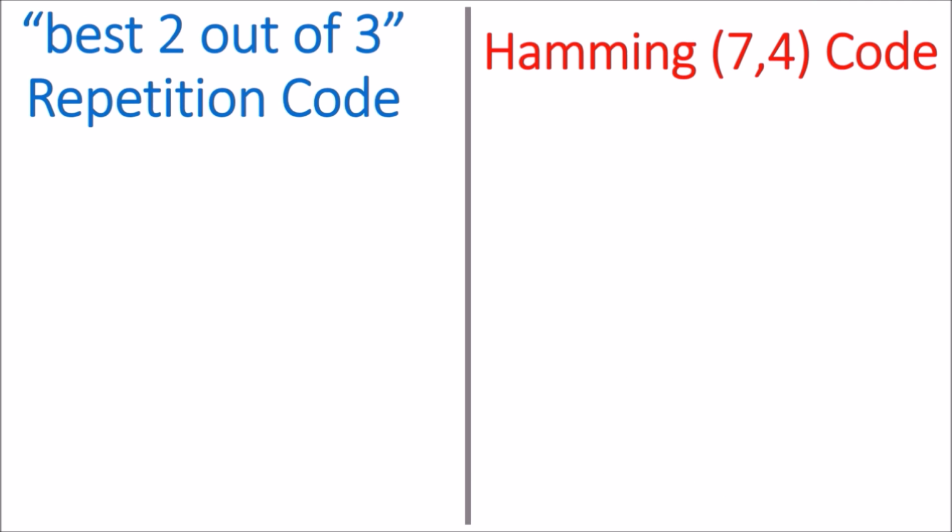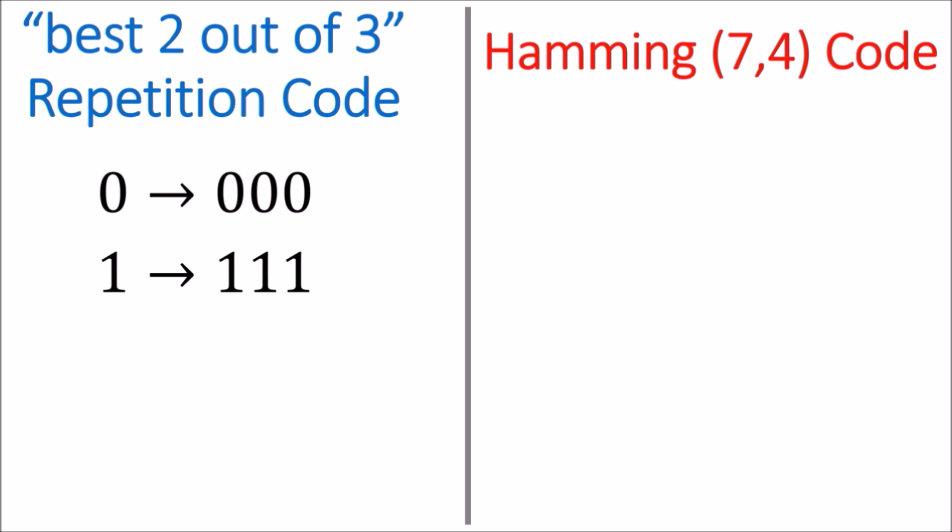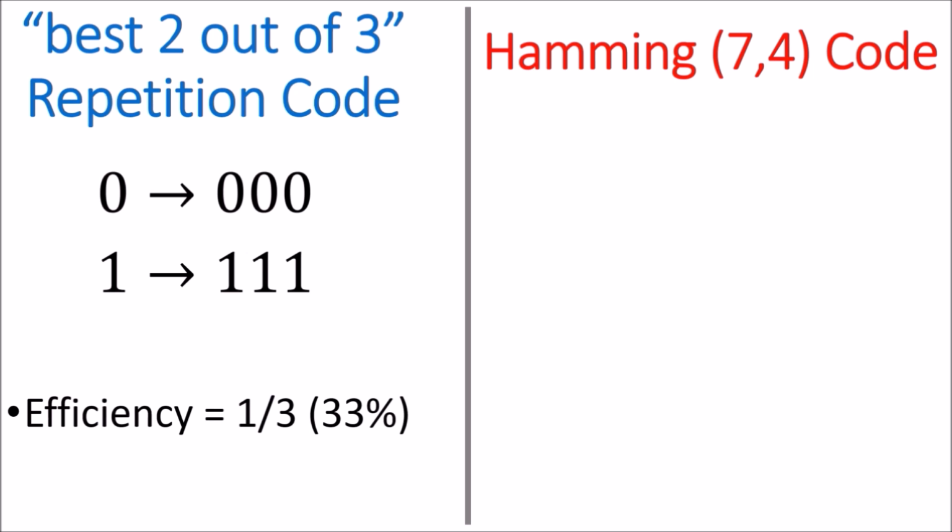So now we've covered the best 2 out of 3 repetition code and the Hamming 7,4 code. The 2 out of 3 code has a data transmission efficiency of 33%, and we can do 1 correction per 3 bits.